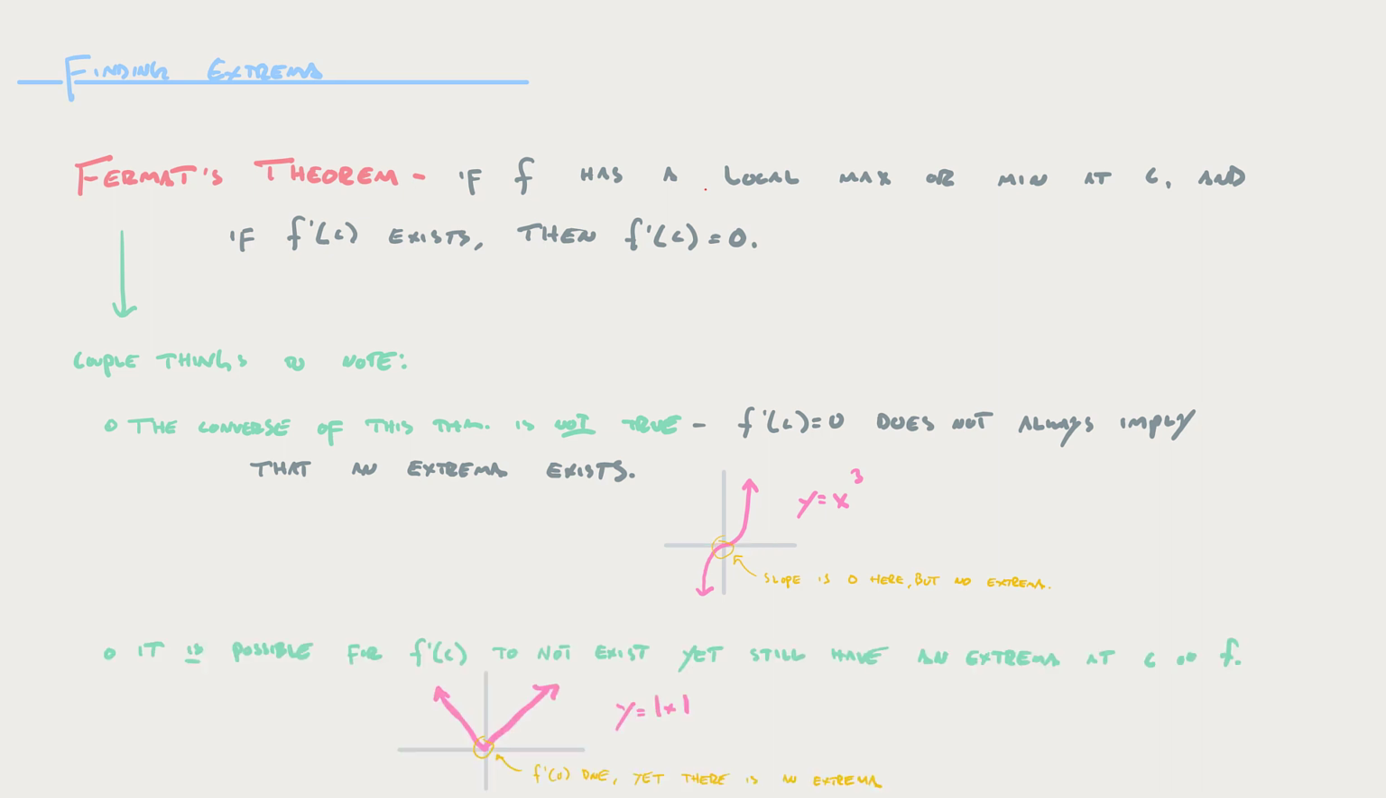And then it is also possible for f prime of c to not exist and yet still have an extrema at c on f. Think the absolute value function. Here, the derivative doesn't exist at 0, but this is for sure a local minimum. In fact, it's an absolute minimum for the absolute value function.